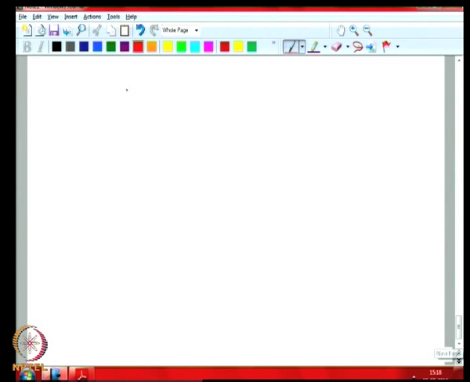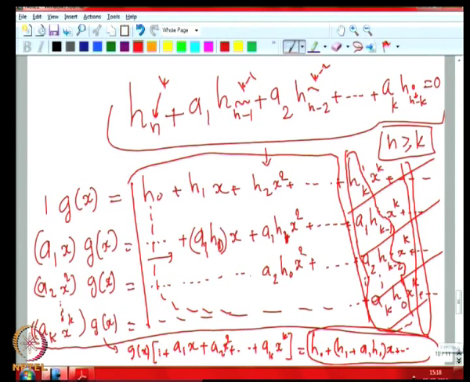So, this will look like g of x into say some q of x is equal to p of x. The property of this q of x is that it has the constant term 1, because here we always have 1, this into g of x into 1, and then this x raised to k, so it is a k degree polynomial, because a k is non-zero. That is by definition, since the order of the recurrent solution is k, therefore this a k has to be non-zero. So, a k times x raised to k will be there.